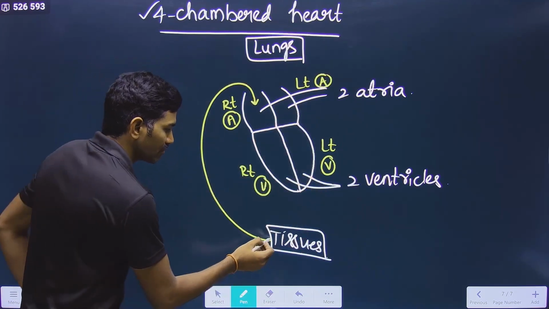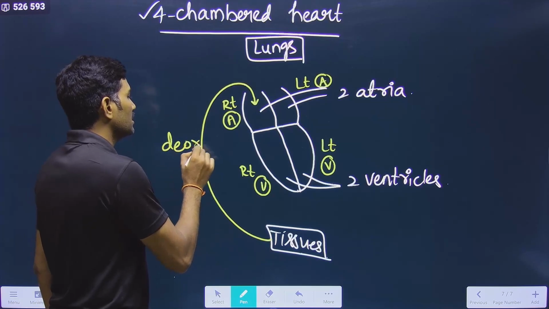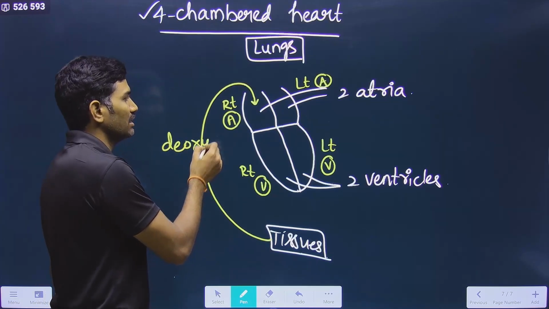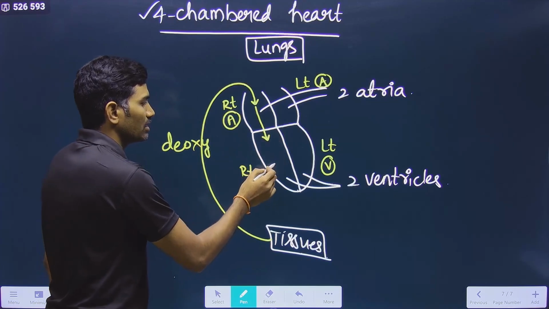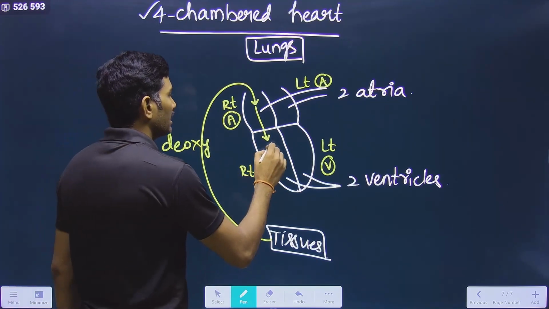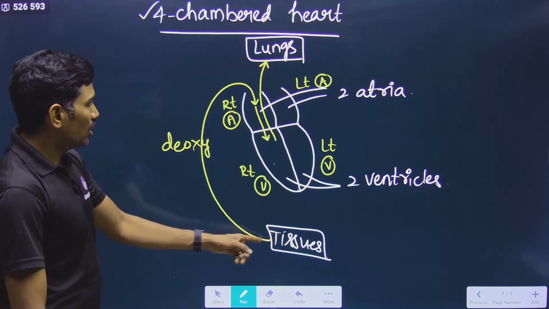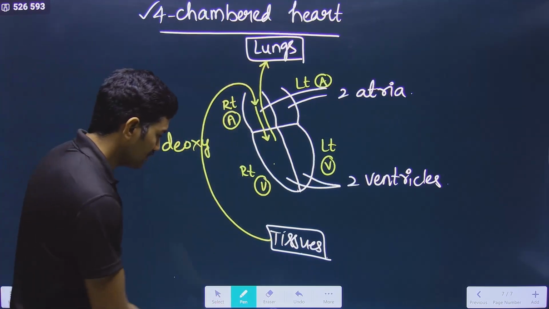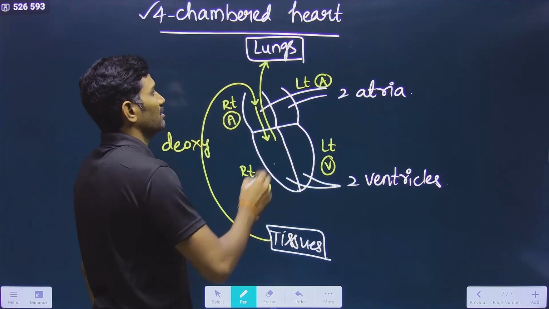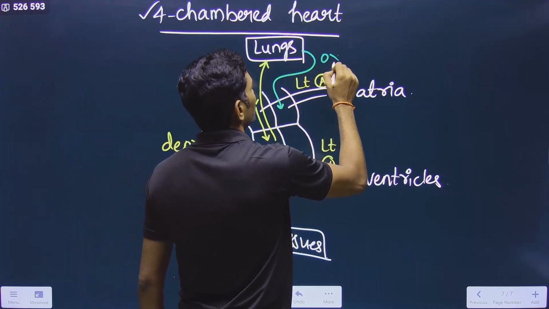Now what we are saying, from the body parts or from the tissues, deoxygenated blood is going into the right atrium. From the right atrium, it will go into the right ventricle. From the right ventricle, it will go to the lungs. Up to this spot it is deoxygenated blood. Now on the other side, from the lungs, oxygenated blood is coming.